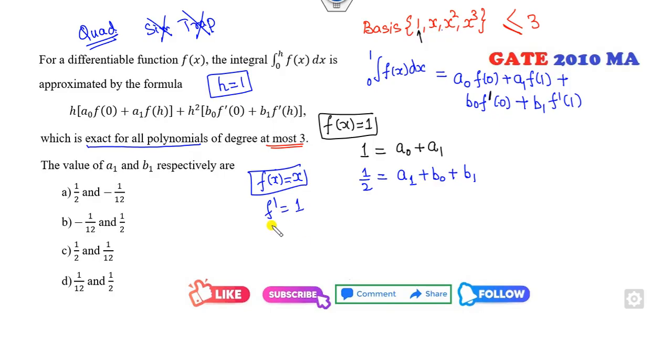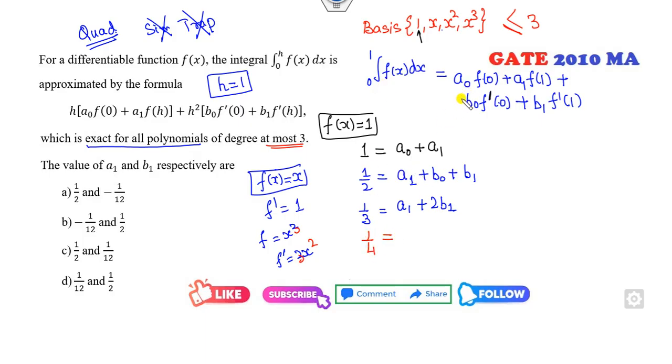I can choose the next basis. F will be x square. Integration of the x square is x cube over 3. F of 0 is 0. F of 1 will be 1. F dash, what is the derivative of this? 2x. So f dash of 0 is 0. What is the f dash of 1? 2, so 2b1. Now I can take the basis as x cube. The derivative will be 3x square. What is the left hand side? 1 over 4.